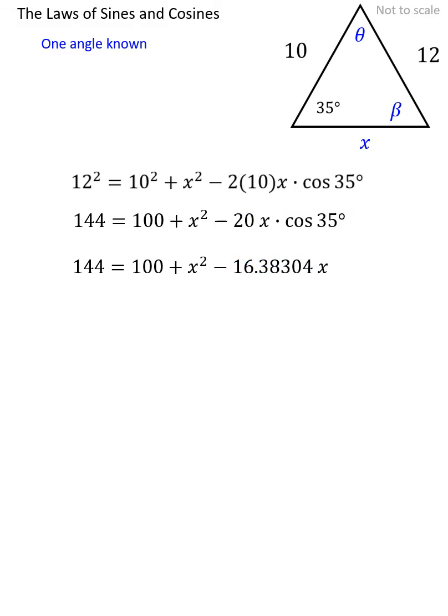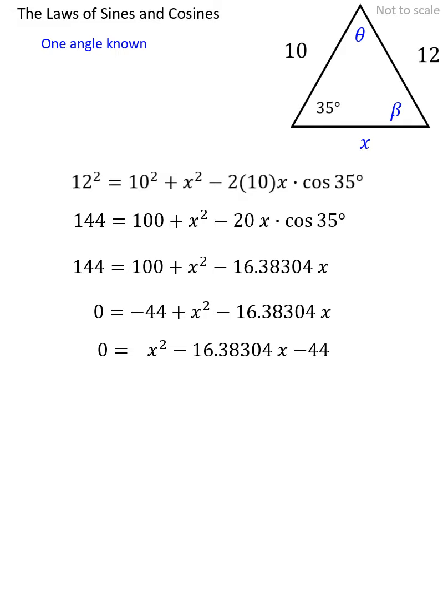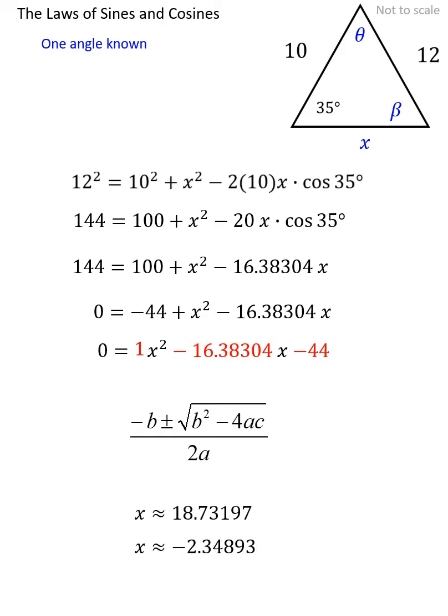So I'm going to set my equation equal to 0 by subtracting 144 from both sides. And I'm going to rearrange my terms, as we often do in algebra. And what you'll notice here is that we have a quadratic equation. And we can use the quadratic formula where a is 1, b is negative 16.38304, and c is negative 44. So the algebra is not shown here, but what I did was I plugged in my numbers for a, b, and c, and these are the 2 things that I got. It shouldn't surprise us that we got 2 answers, because the plus or minus sign in the quadratic formula indicates that we'll get 2 answers.